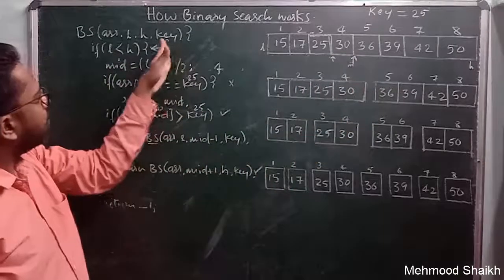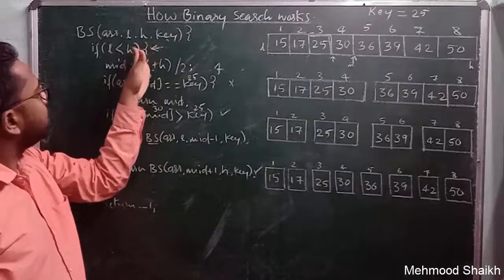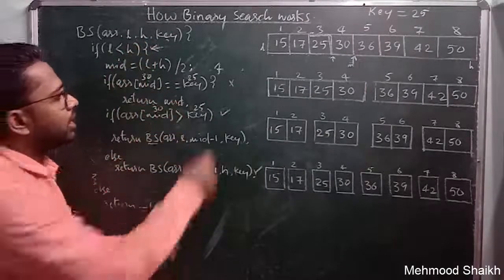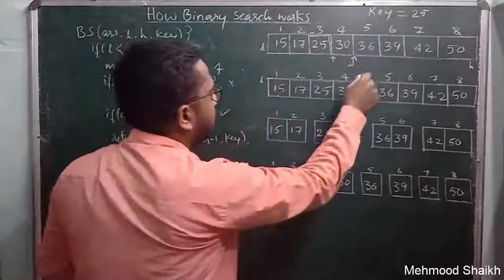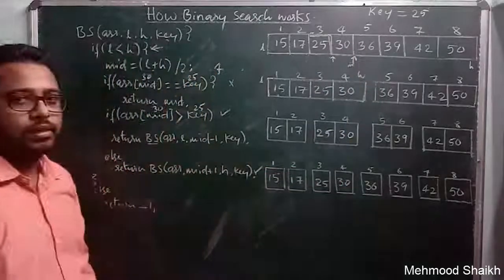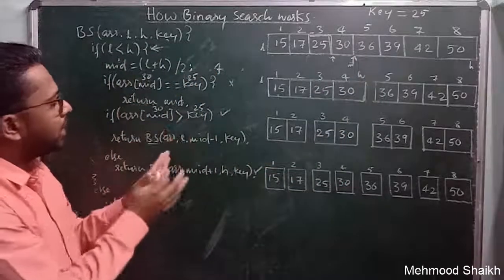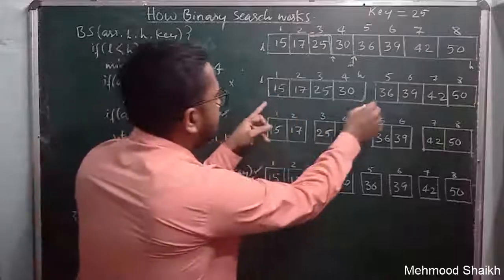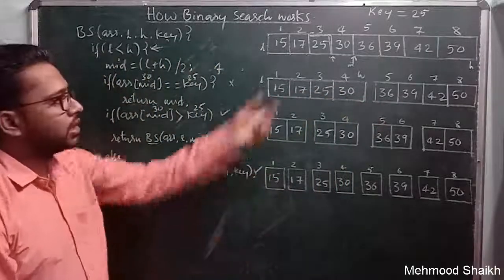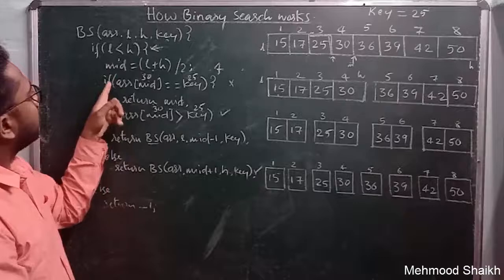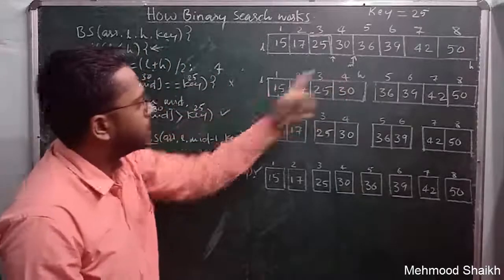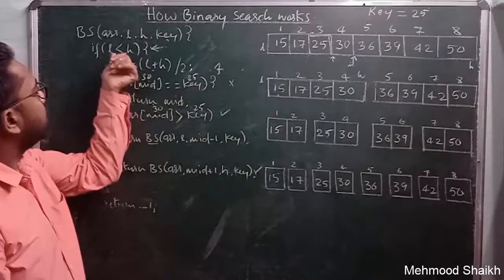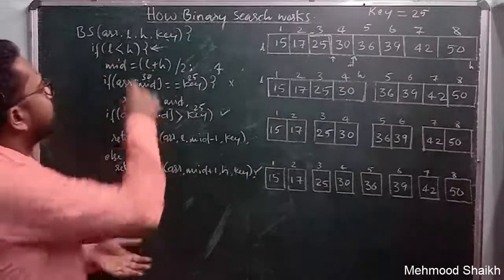Now when the control comes back to this if condition to check whether low is less than high, this will become our low and this will become our high. So we have to apply the same binary search algorithm on this left subproblem to search the key element. Let's do that. Now low is 1 and high is 4, and we need to check whether 1 is less than high. Yes, 1 is less than 4.